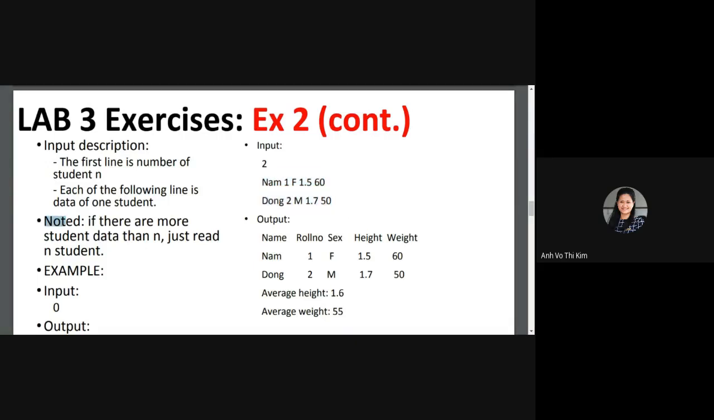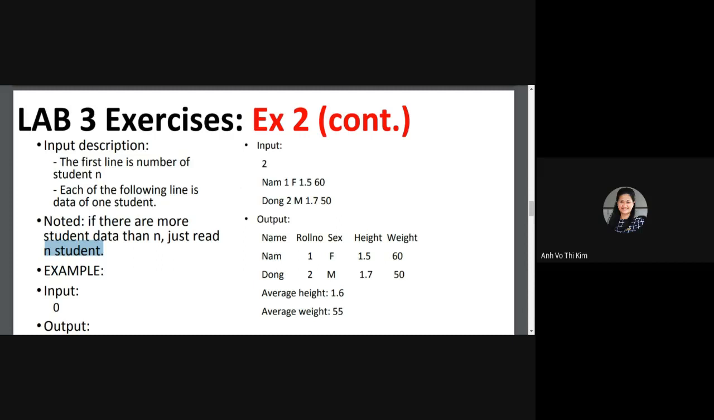So here's the note: if there are more students than n, n being the number you enter as input, they just read the enough number, and the extra lines you have in the input file will be skipped. All right, you understand this?